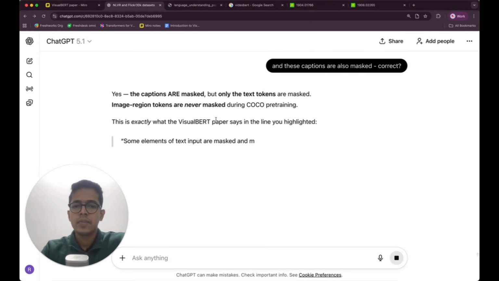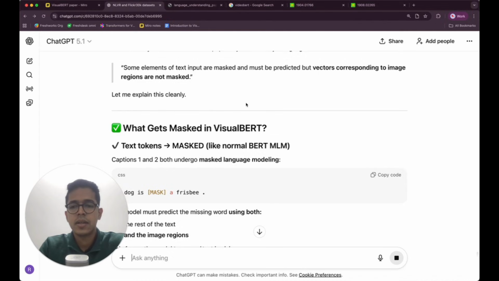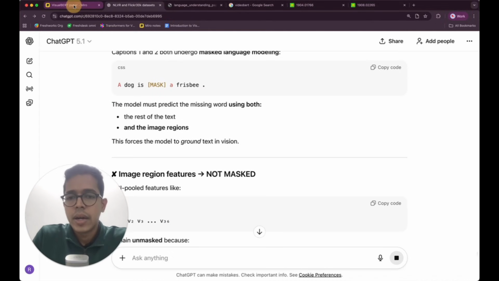Yes, captions are masked, but only the text tokens are masked. Of course. Yeah, of course. Text token is what is caption, right? Yeah. Okay, I think we understand.